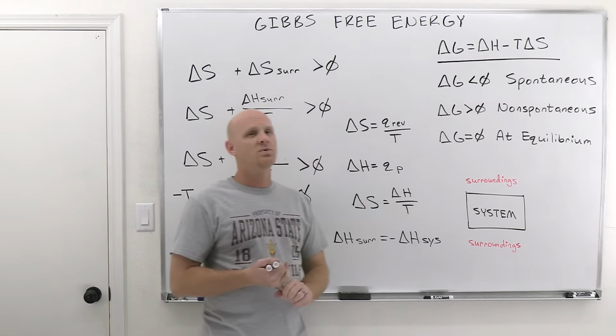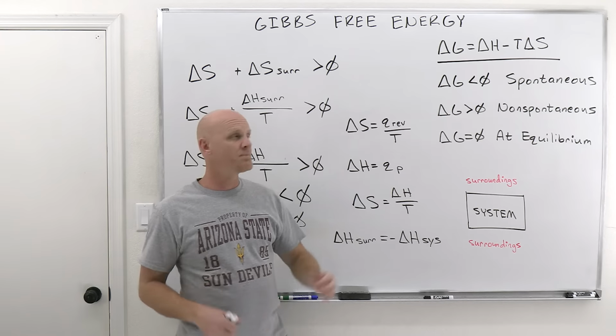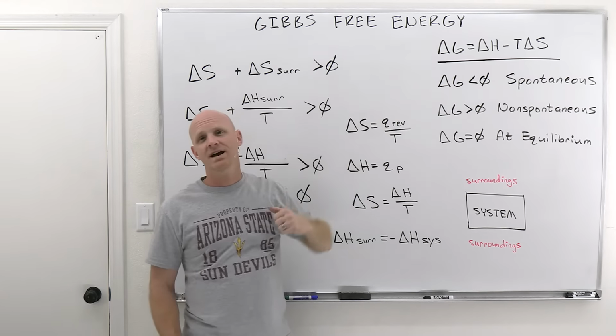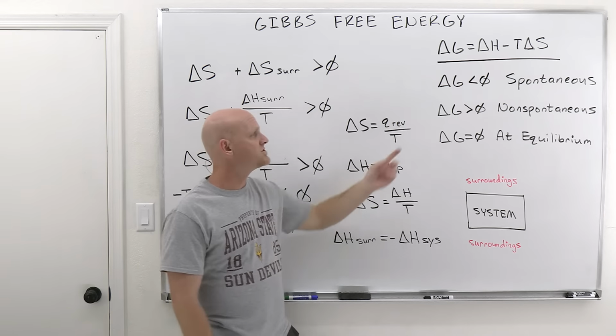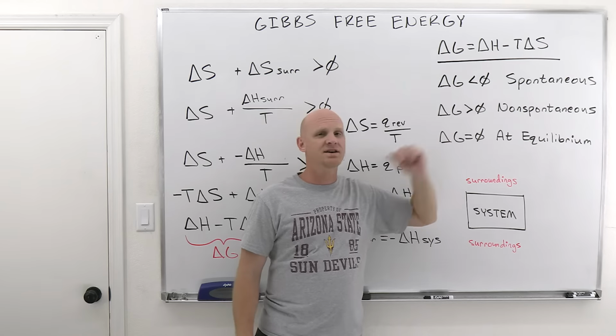So now we know what Gibbs free energy is. It's a mathematical equation. We know where it comes from, and we know what it means. When delta G is negative, a reaction is spontaneous. When delta G is positive, a reaction is non-spontaneous. And when delta G equals 0, the reaction's at equilibrium.